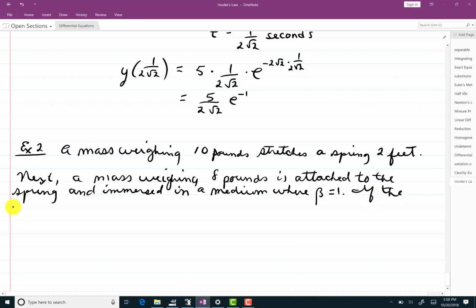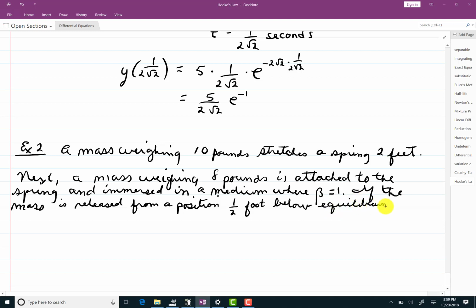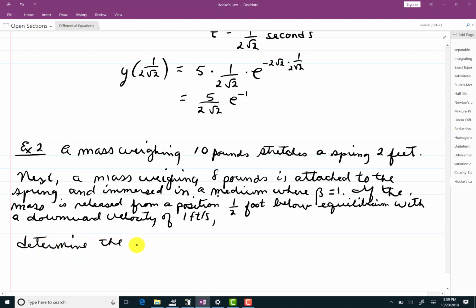If the mass is released from a position one-half foot below equilibrium with a downward velocity of 1 foot per second, determine the equation of motion.